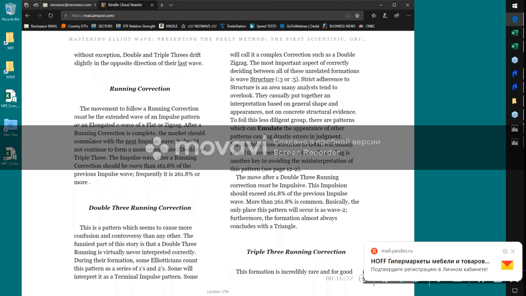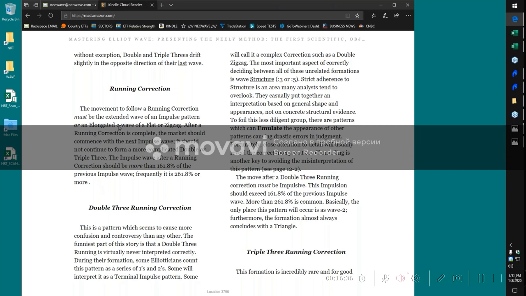Running corrections and double three running corrections are the strongest kind of corrections you get, and especially a double three running correction. I don't think I've ever seen a triple three running correction. If an impulsive move, say wave one, went up 10 points, and then you get a running correction, which means you get the flat going sideways, and then the X wave drifts to new highs, and then you get another flat or maybe a contracting triangle, the move after that structure has to be bigger than the wave one that occurred before the structure.